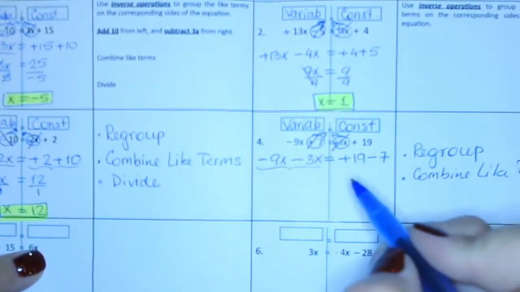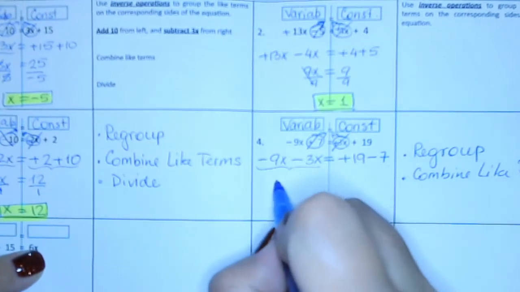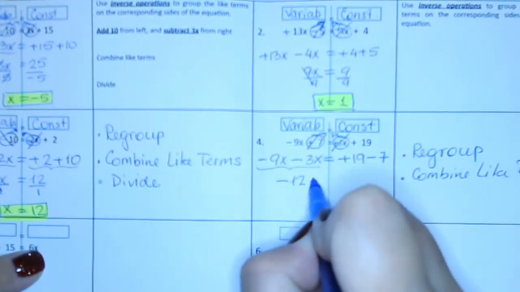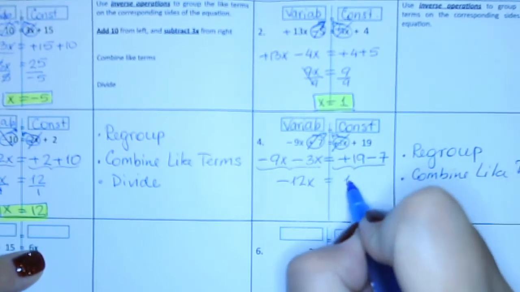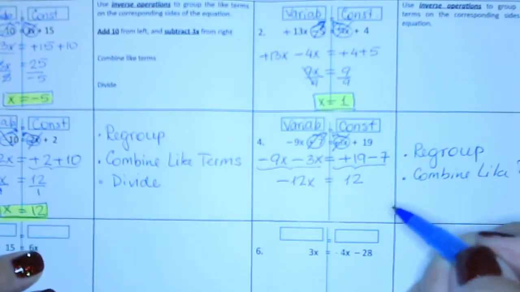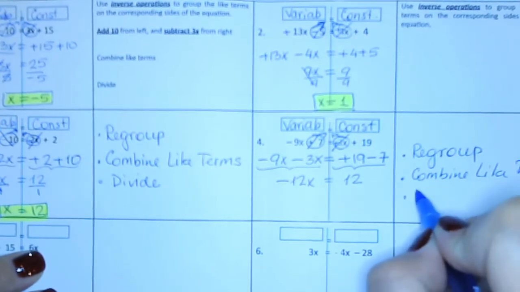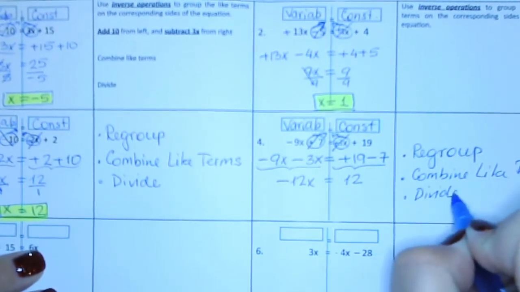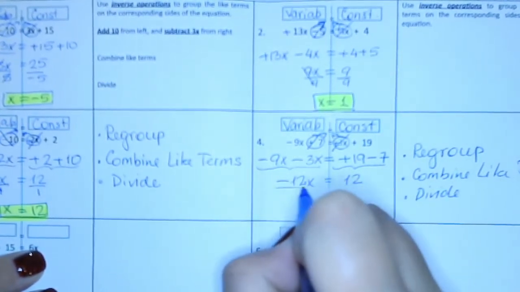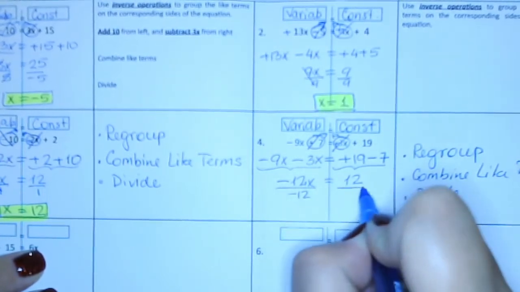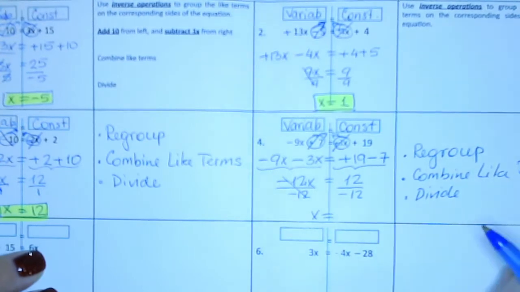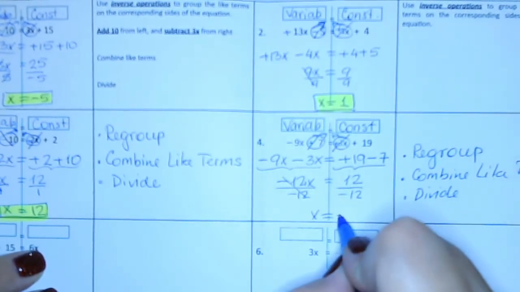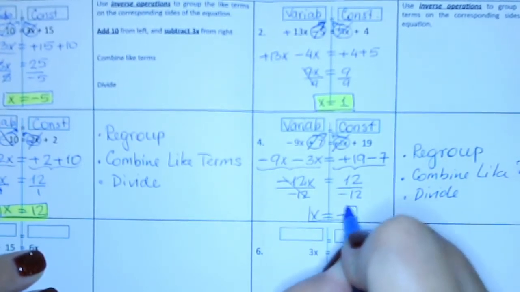Negative and negative, same sign, add the numbers, keep the sign: negative 12x. Positive and negative, subtract, keep the sign of the bigger number, and divide. Negative 12x is multiplication, so we have to divide by the same exact number. You're dividing by negative 12. Positive divided by negative is negative 1.